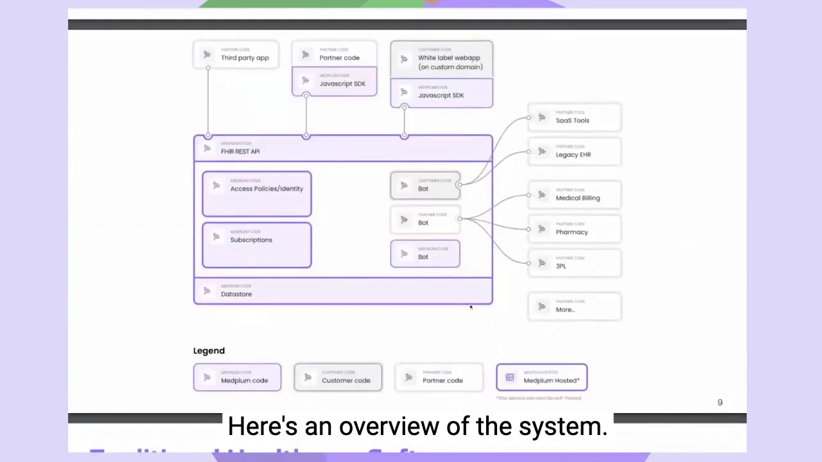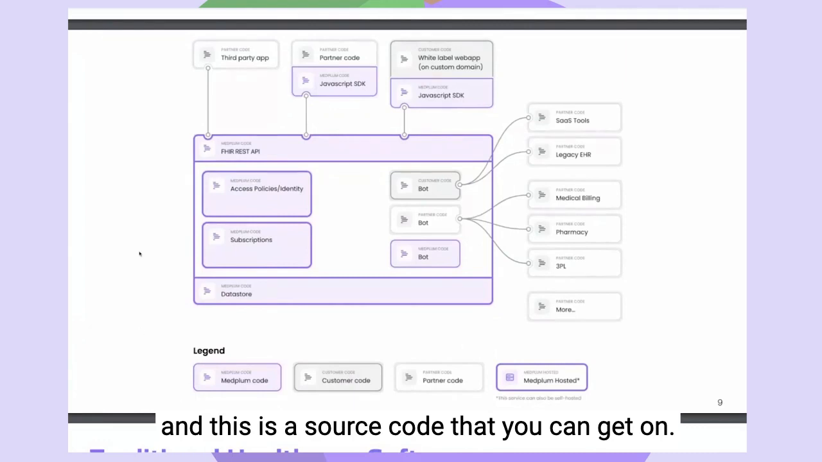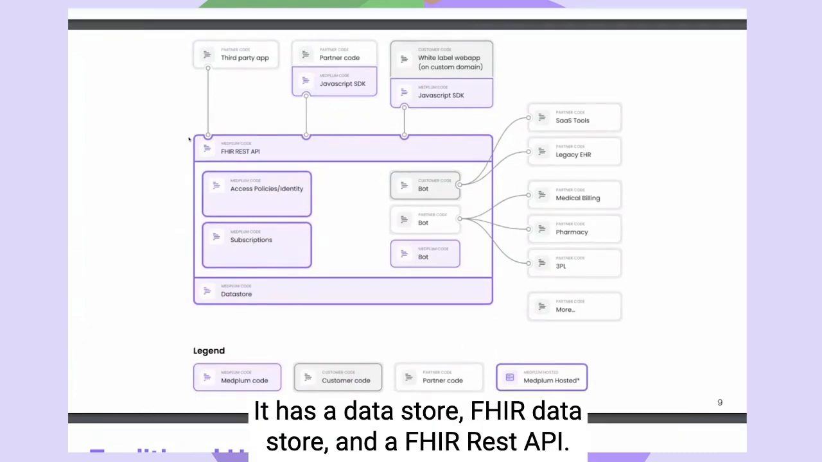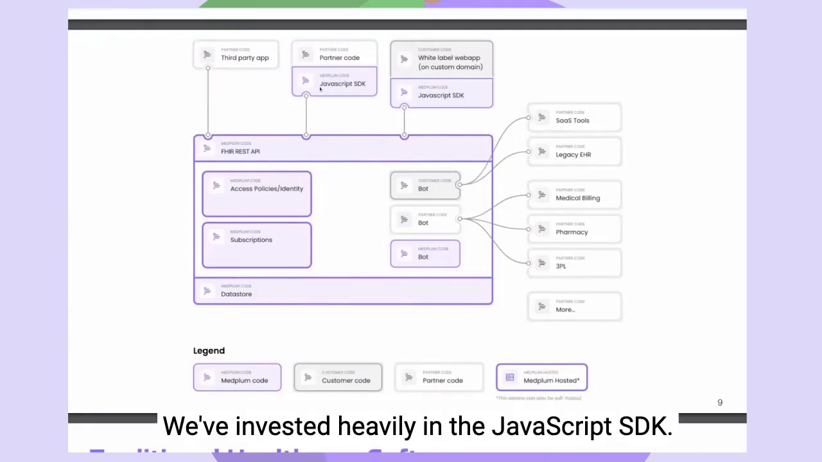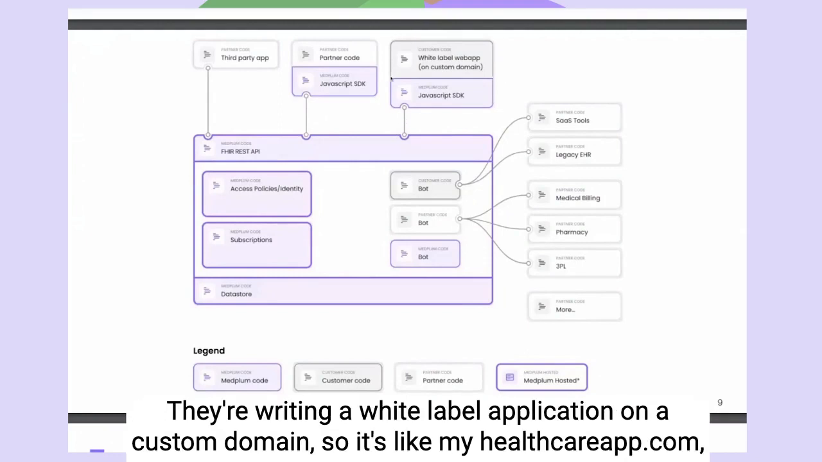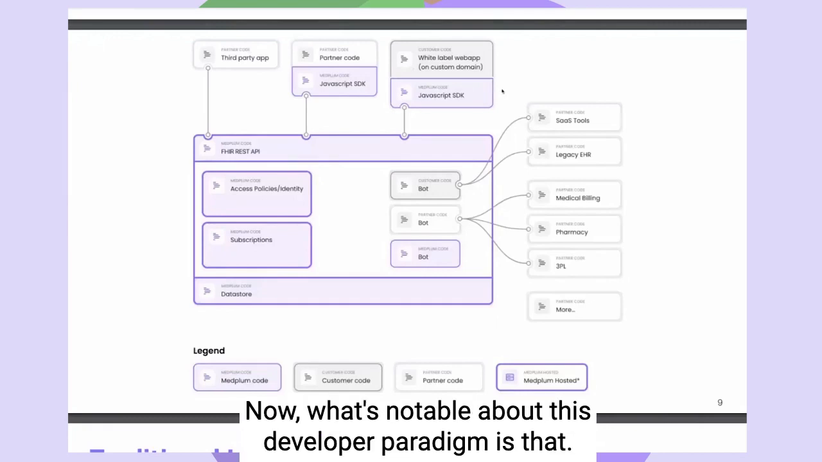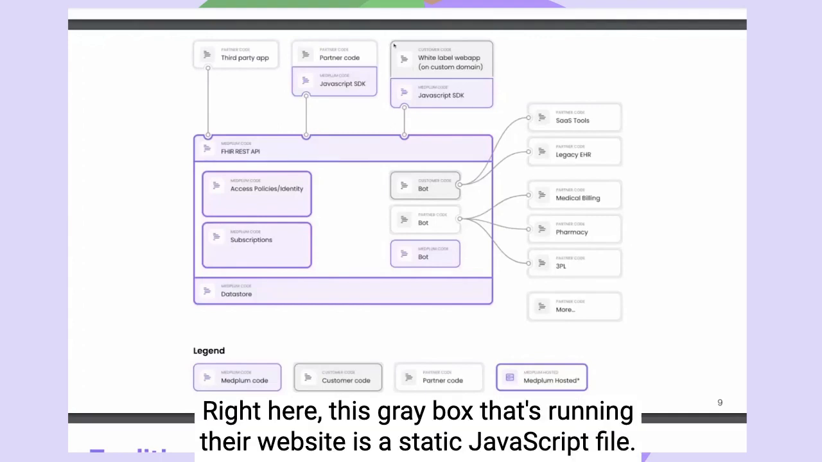Here's an overview of the system. The core Medplum application, and this is an open source application, is right here in purple. This is source code that you can get on the internet. It has a data store, a FHIR data store, and a FHIR REST API. That's a big part of it. We've invested heavily in the JavaScript SDK. Most of our customers and people who are developing on the platform are really here. They're writing a white label application on a custom domain, like myhealthcareapp.com, and they're embedding our SDK. What's notable about this developer paradigm is that this gray box that's running their website is a static JavaScript file.